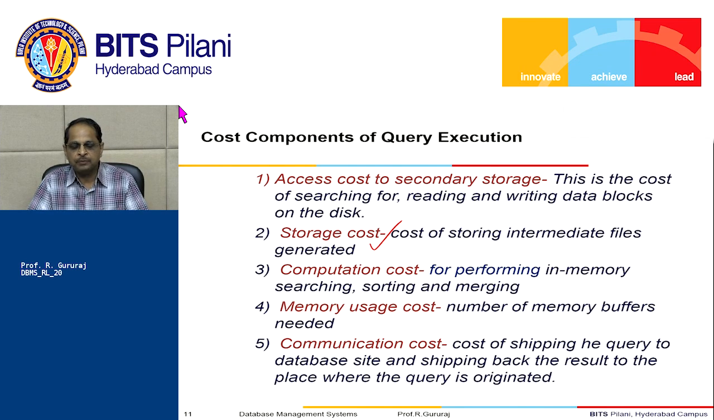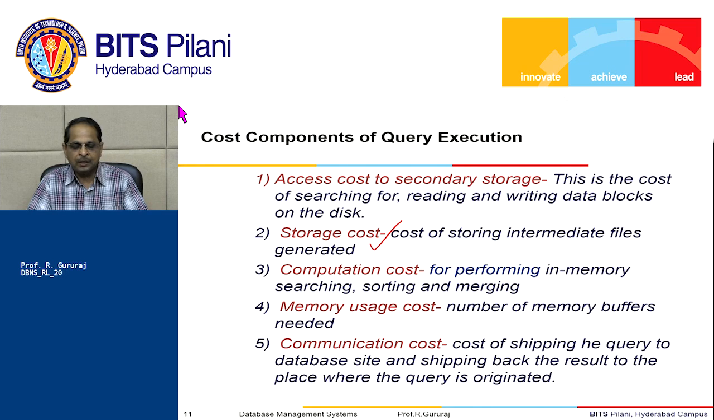It is directly proportional to the size of the intermediate result. Then computation cost. We normally perform searching, sorting and merging in memory, that is, on the blocks which are available in the buffer. That is the cost involved in performing in-memory searching, sorting and then merging. That is one cost component. The next one is memory usage cost: the number of memory buffers that are needed to perform the query execution.